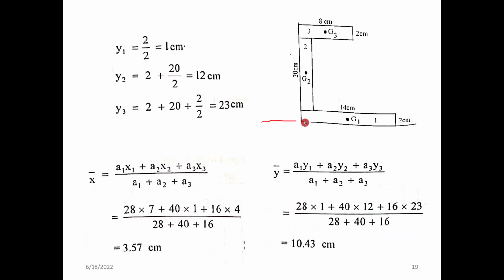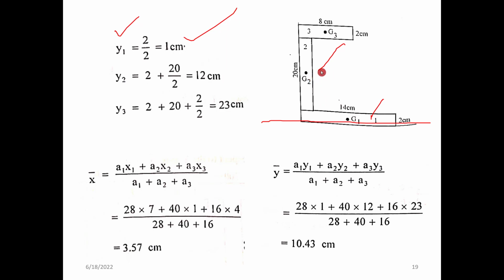So I am drawing. This will be the base, the straight line joining the bottom edge. So y1 is this rectangle. Y1 is actually 1 centimeter, so the total depth of this individual rectangle is 2 centimeter. Okay. Y2 is for this one.